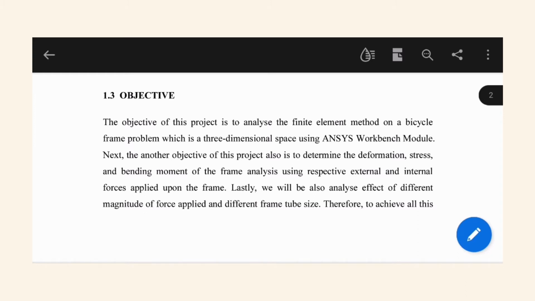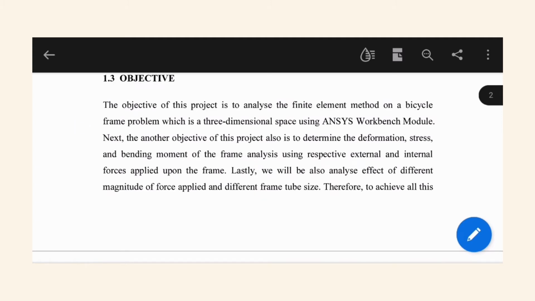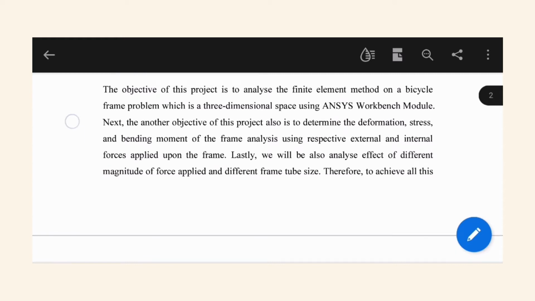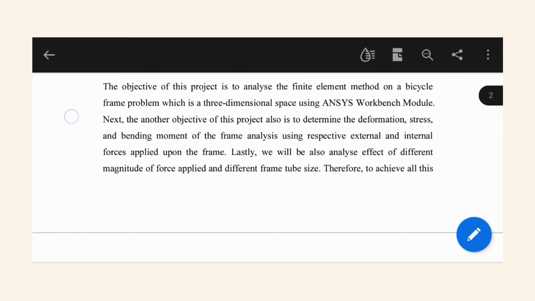So next, another objective of this project is also to determine the deformations in terms of the directional deformation and total deformation, stress, which includes the direct stress, maximum combined stress and minimum combined stress, and total bending moment for the whole body. And the last one is the total bending moment for the respective of the beam that we have selected, which is upper front of the frame, lower front of the frame, and the center tube of the frame, using the respective internal and external forces applied on the frame.